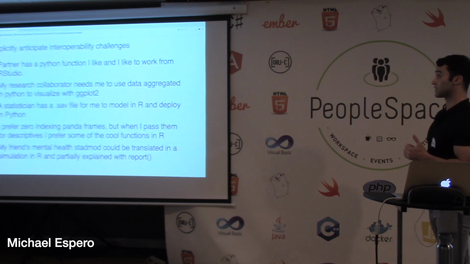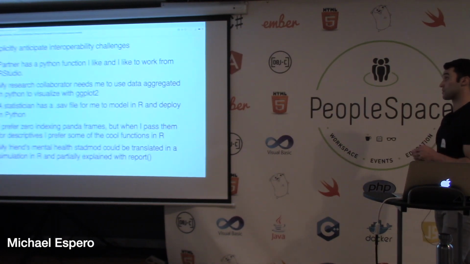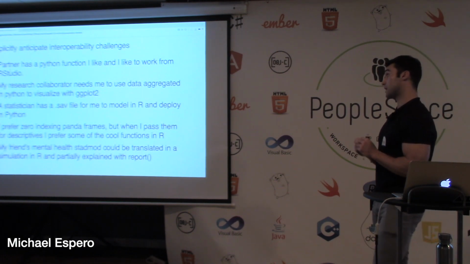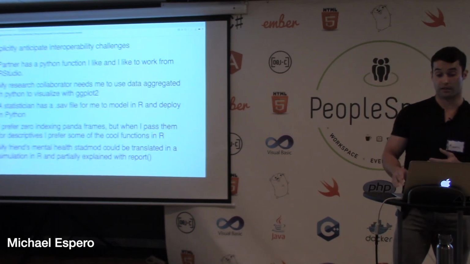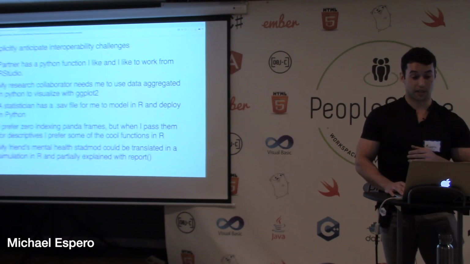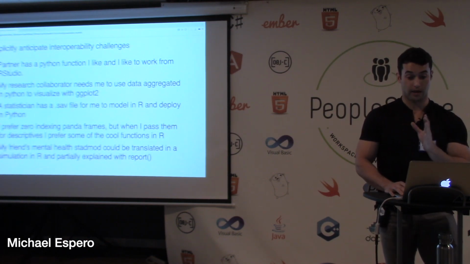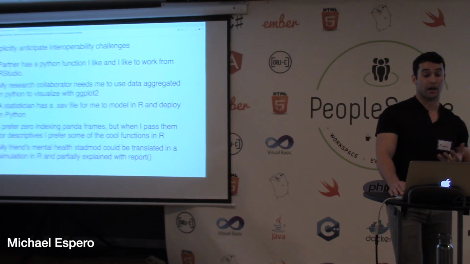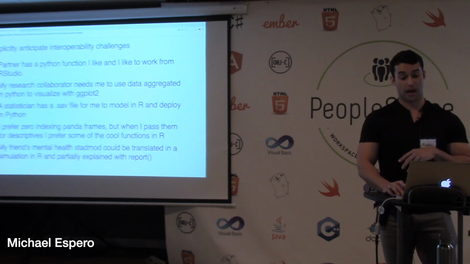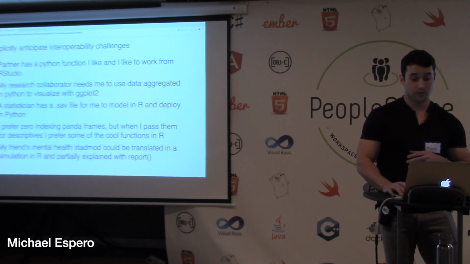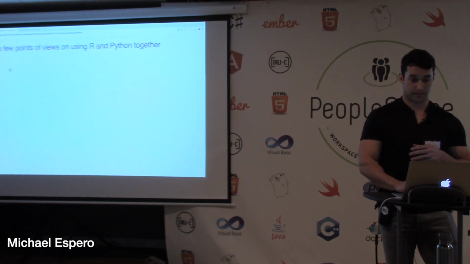You might have a statistician on your team who put together some data in SPSS, for instance, and had a .sav file, and you want to bring that into R, and you might even want to deploy that into Python. So how might we work across each of these points where we're connecting different languages together? You might prefer zero-indexing pandas data frames, and you want to pass them to R to use some of the cool descriptive functions there.